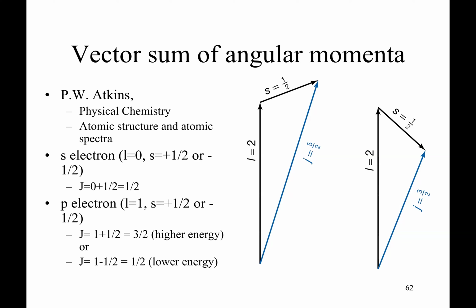L equals 1, sorry, so if L equals 1 here, you're going to have 3 halves, or 1 minus a half, that's 1 half. That's the lower energy, okay? Familiar ground, everybody should understand that, I hope. So you have two possibilities there.